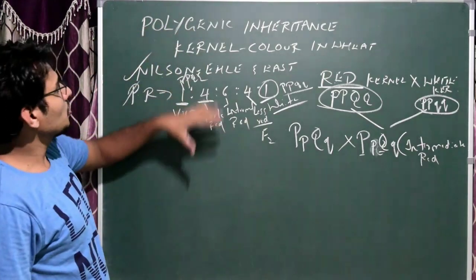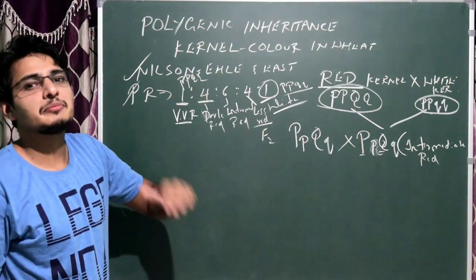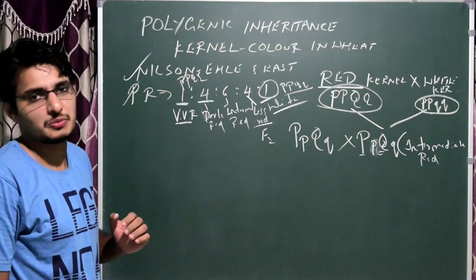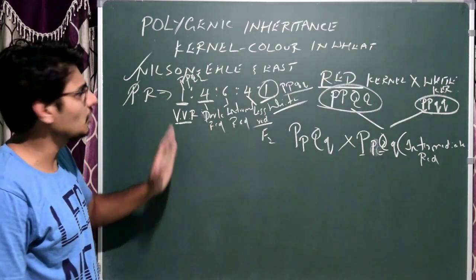Okay, so that's all about the kernel color, which is a dihybrid cross experiment, whereas human skin color is a trihybrid cross experiment. That's it. Okay, so remember it. Okay, that's all about it.